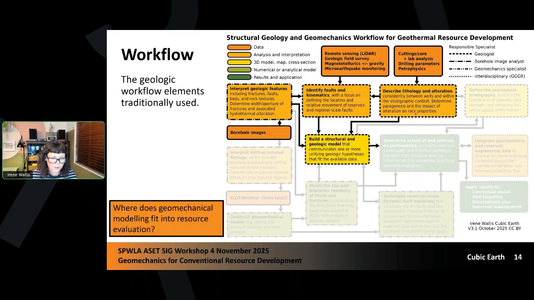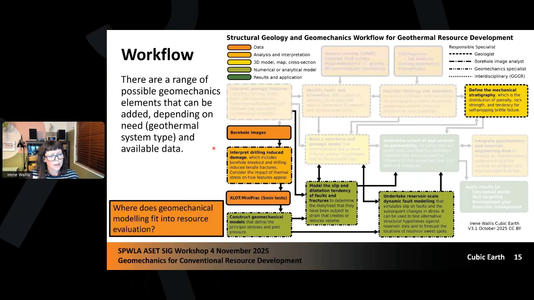And we're essentially trying to constrain in 3 dimensions faults, fractures, but also the alteration history, because the hydrothermal alteration really does influence the permeability and rock mechanical properties of the system. But there's this range of geomechanical elements that we can then plug into the system. And so that's going to be the focus of this talk.